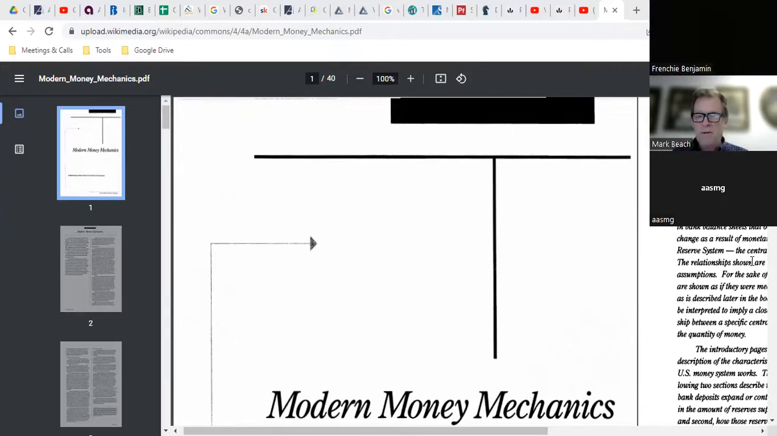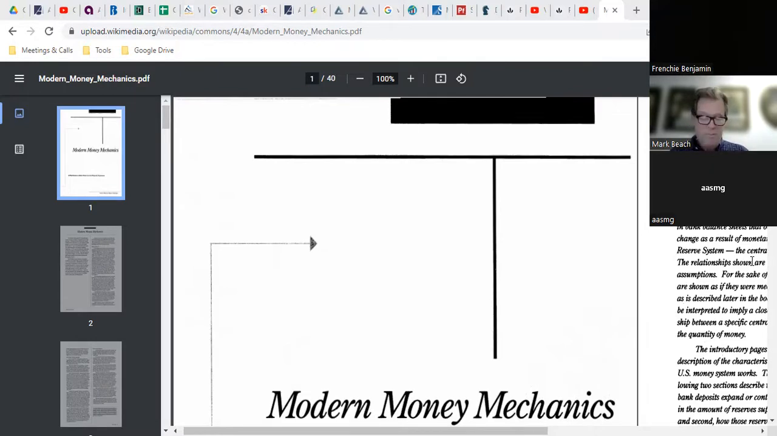And a lot of people, again, probably think that we lay people are the ones that come up with this term. So let me read you from the introduction. I'm just going to read you the introduction of the Modern Money Mechanics, as written by the Federal Reserve Bank of Chicago. And this is what they say in their introduction.